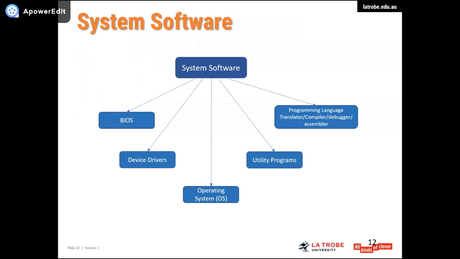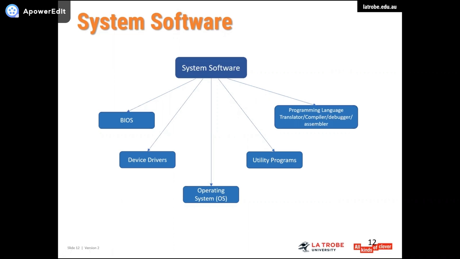For system software, we can also further divide it into several types. First is called BIOS, the basic input and output system, and that is a device driver. Then there is our operating system, utility program, or even the programming language translator, compiler, debugger, and assembler. You will notice all these subcategories of system software directly deal with hardware.